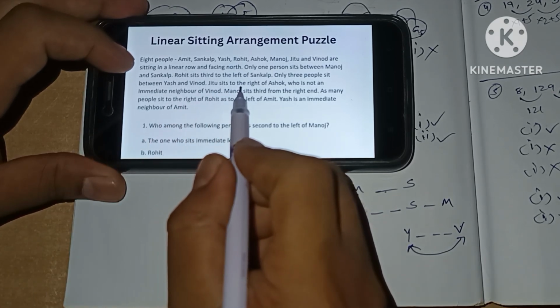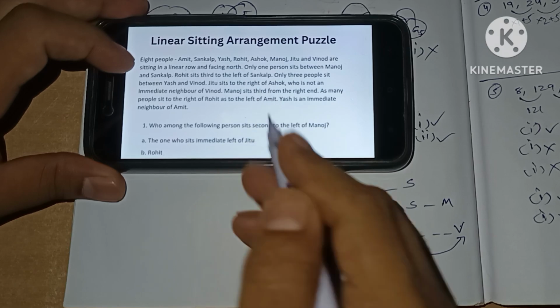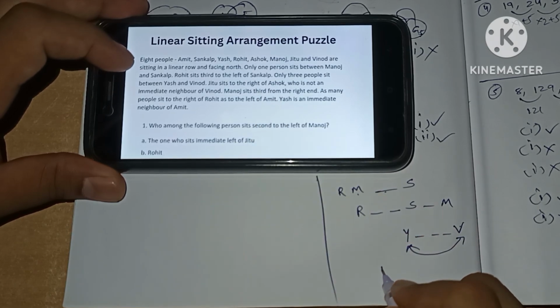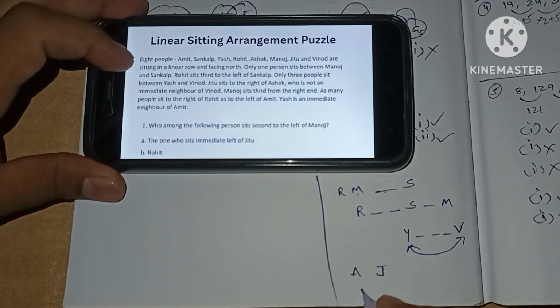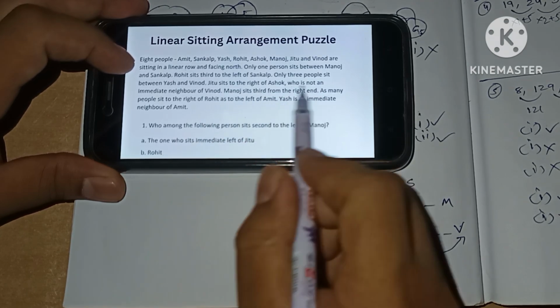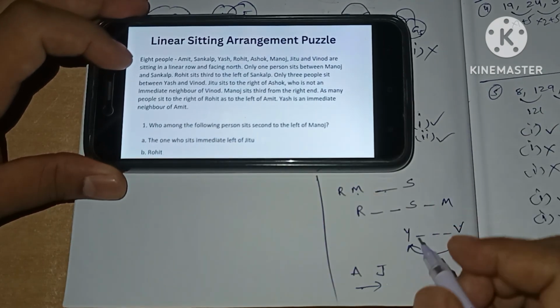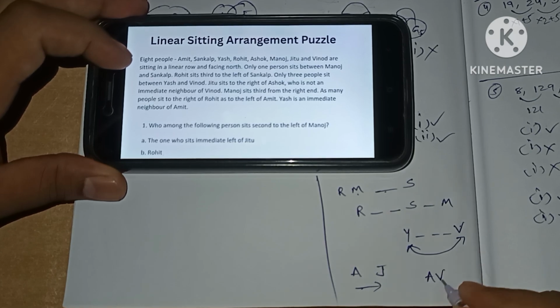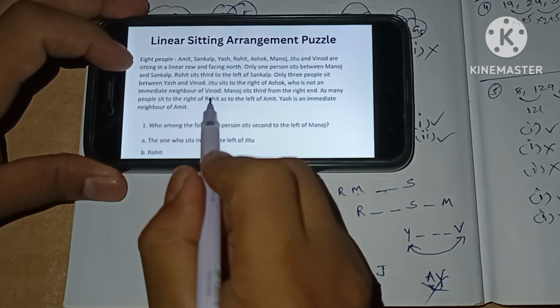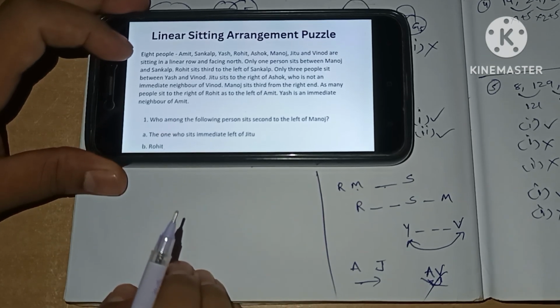Jitu sits to the right of Ashok. Ashok is not an immediate neighbor of Vinod. So, A and V should not be immediate persons. Next one.